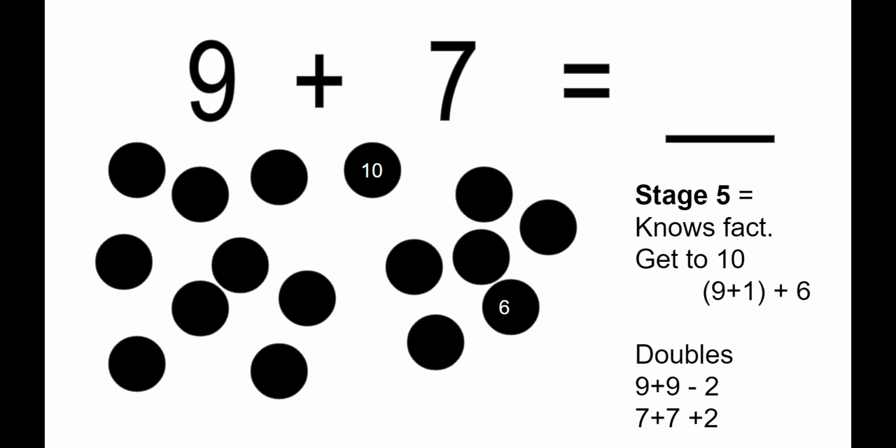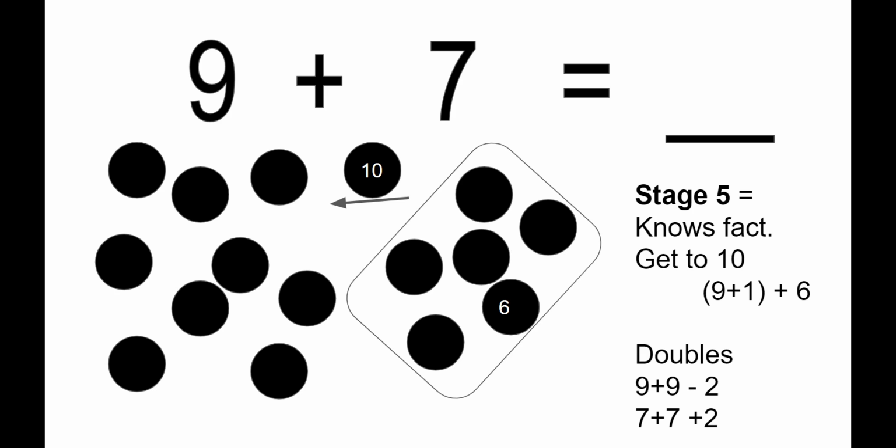Stage 5 and higher would be considered if the student immediately answers as a known fact that 9 plus 7 equals 16. Or if they demonstrate a more complex strategy, such as moving one of the counters from 7 over to 9 to make a total of 10, and then 10 plus 6 would be 16.